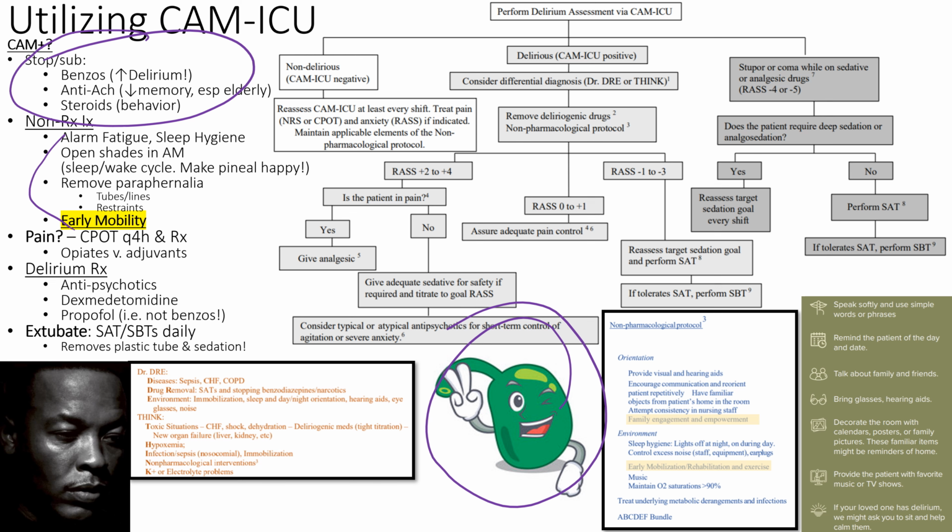Say, hey, do they need this Foley catheter? They're an end-stage renal disease patient. No, we don't. Take it out, right? Do they need this arterial line? They're off pressors. Let's take it out, right? So that's the idea behind taking tubes and lines out, taking restraints off, trialing it, right?